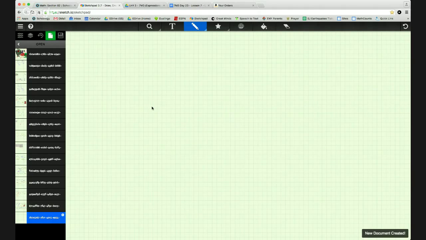Problem type number 2 is going to be the picture spacing problem. So this is a picture spacing problem, and we did one of these in 7M3 lesson 7. But we're going to try it again.